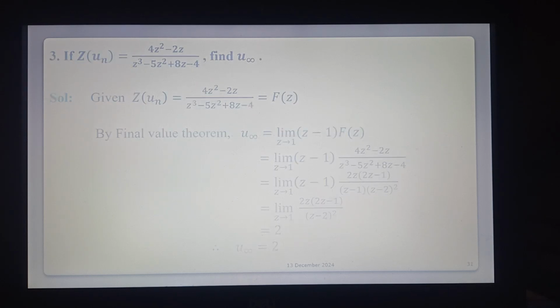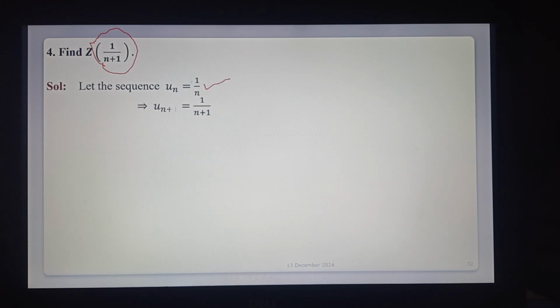So next one, find the Z transform of 1 by n plus 1. Using that formula, we can find it directly by definition or by using the shifting property. Here we assume un plus 1. So first we have to find the sequence: un is equal to 1 by n, and so un plus 1 is equal to 1 by n plus 1.